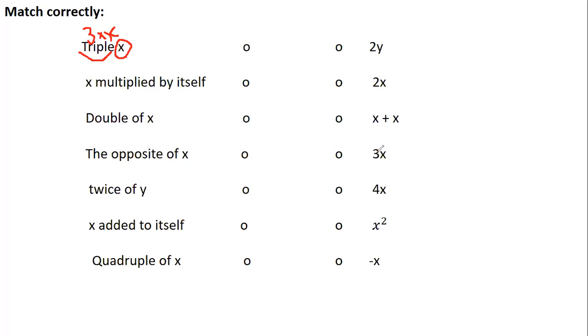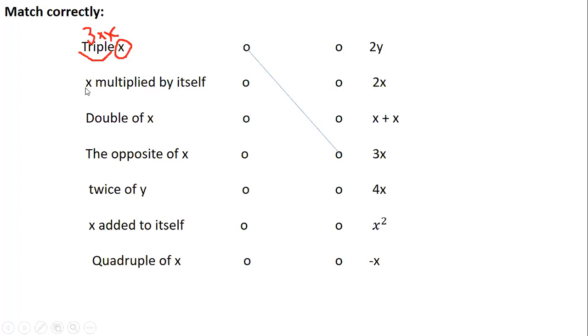But if I look to this side, I don't find the 3 times x. I find the 3x, which means 3 times x, right guys? Triple x means 3 times x, because anything I want to get its triple, I multiply it by 3. So 3 times x means 3x. That's why we got from triple x to 3x.